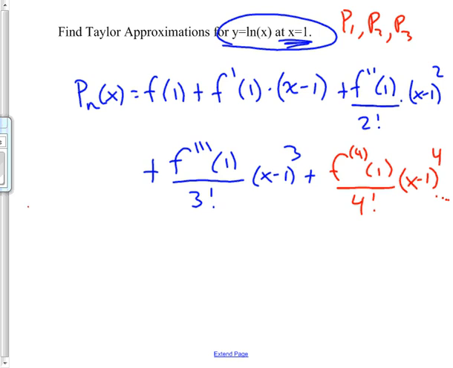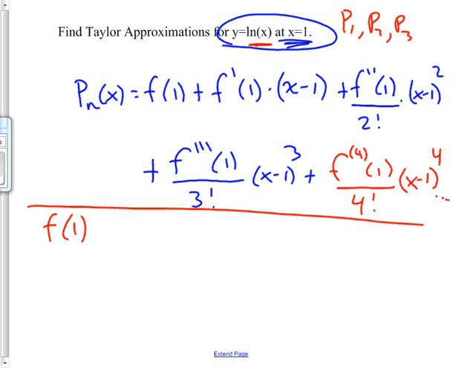Well, what would I do? I think you could probably figure this out now. In fact, I challenge you to pause this video and find P1, P2, P3, and then you can unpause the video and see if you're right. So the first thing, we need to find f of 1. Well, that's ln of 1, which we know is 0.